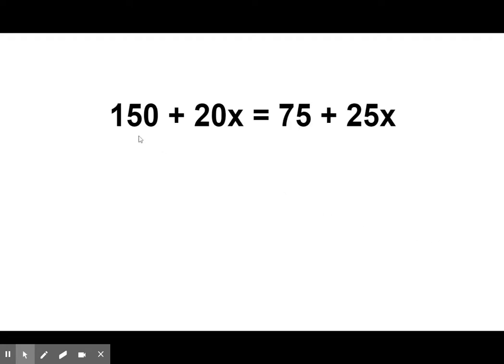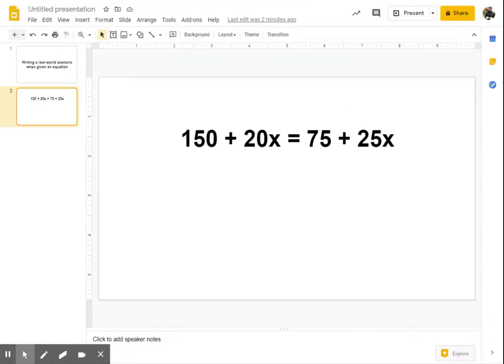So if I look at this equation, it reads 150 plus 20 times x is equal to 75 plus 25 times x. And so what we're going to do is write a real world scenario or real world situation that matches what this equation says. So to do that, I'm going to back out of here for a second, and I'm going to come to this view here.